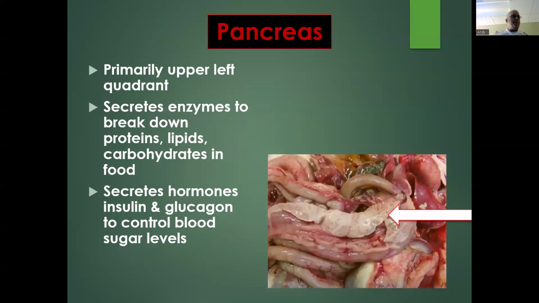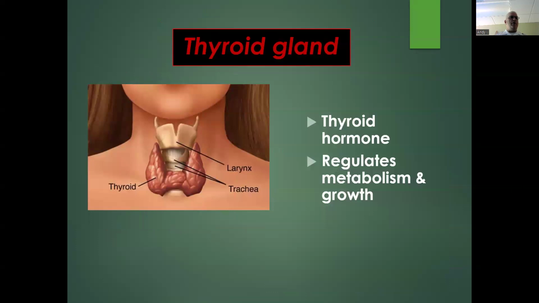In there, we look back at the pancreas. This is the upper left quadrant, secretes enzymes to break down proteins, fats, lipids, carbohydrates, and then insulin and glucagon, which we kind of talked about, just a part of the review. And then the thyroid gland. Thyroid is a hormone. It regulates metabolism and growth.